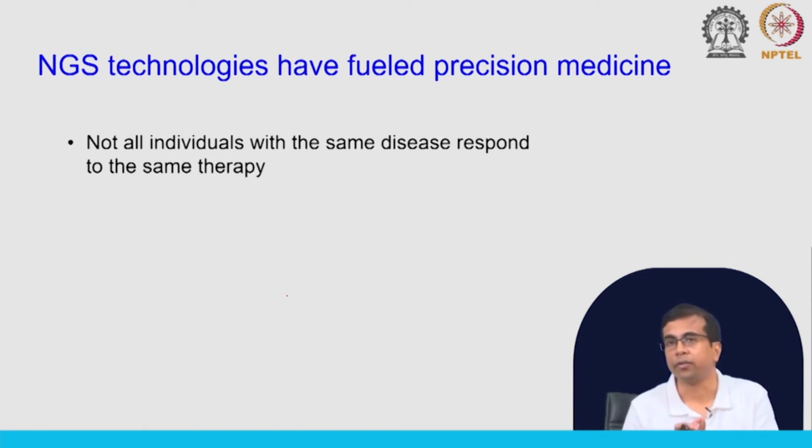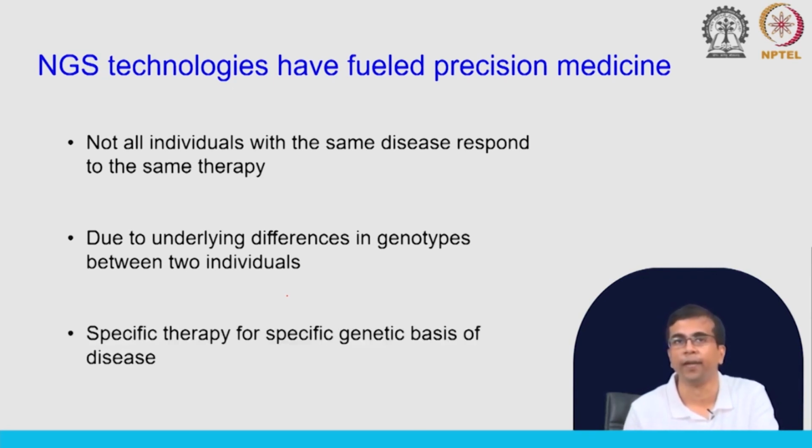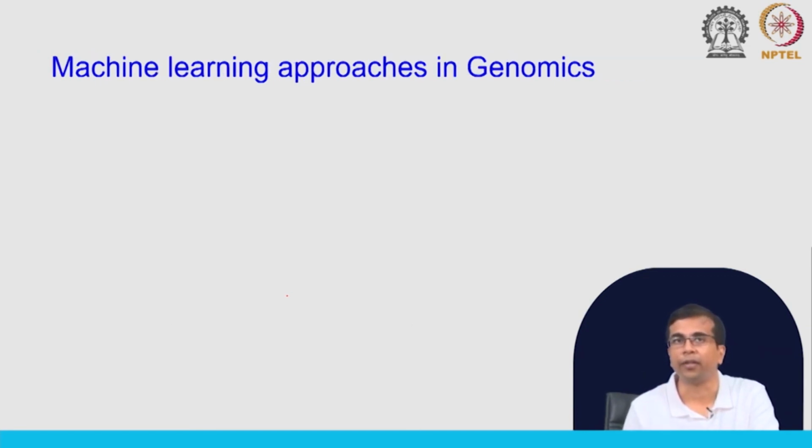Not all individuals will respond to the same therapy, and this has been seen a lot in cancer. This is because of differences in genotypes between two individuals, and also in how the disease is progressing, which we can now study through analysis of NGS data. We can then design specific therapy for the specific genetic basis of disease. This has been termed precision medicine. We do not give the same treatment to all patients with the same disease. We can identify subtypes or the genetic basis, and specify specific treatment for each patient.